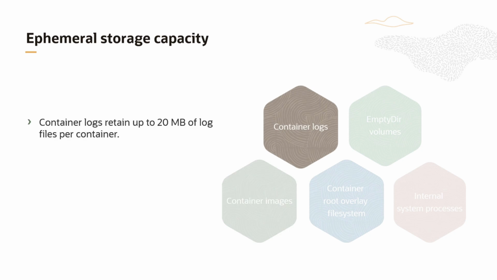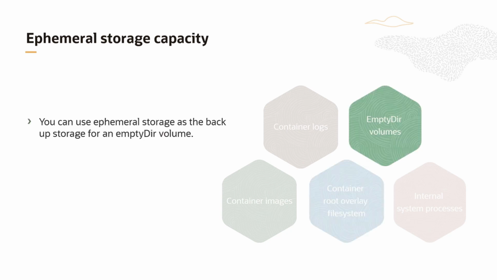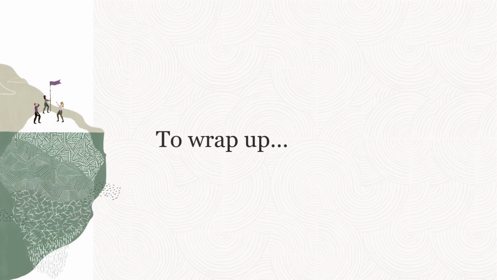Secondly, container logs are another consumer of ephemeral storage. Each container retains up to 20 MB of log files, contributing to the overall usage of ephemeral storage. Additionally, the container's root overlay file system relies on ephemeral storage for file backups, ensuring data integrity and reliability. Moreover, empty dir volumes can utilize ephemeral storage as backup storage, providing temporary storage solutions for container data. Finally, internal system processes within the container instance also utilize a small portion of ephemeral storage to support essential system operations. And we will continue exploring container instances in the next lesson.